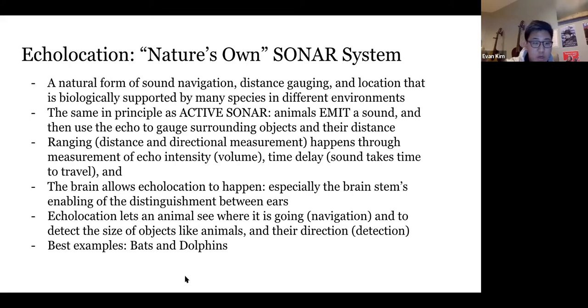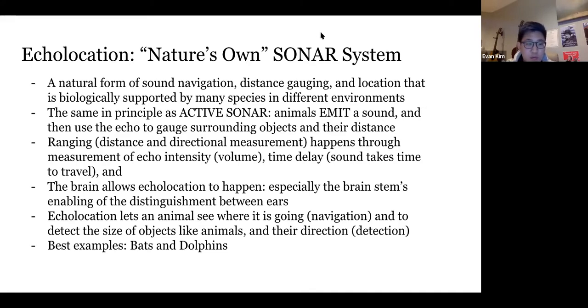And the brain allows this to happen because not only does the brain allow the animal to build a picture of their surroundings based on echoes, the brain stem actually helps in dividing those neurological signals to distinguish between where the sound is between the right and left ears. So because the five senses are neurological properties, there's a lot of brain chemistry involved in this. How the signals are sent to the brain, how an animal can make sense of the sounds that are being returned to them.